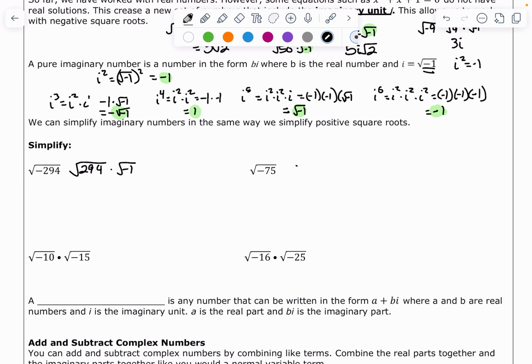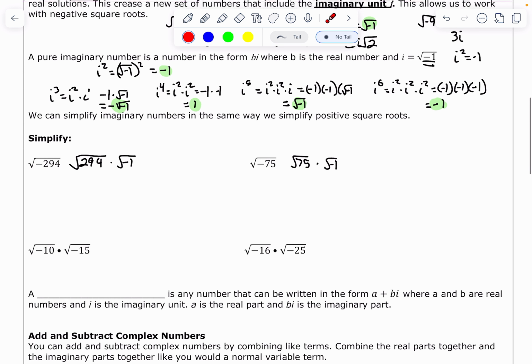Same thing here. This would become the square root of 75 times the square root of negative 1. So that square root of negative 1 becomes i, and we reduce the radical the same.